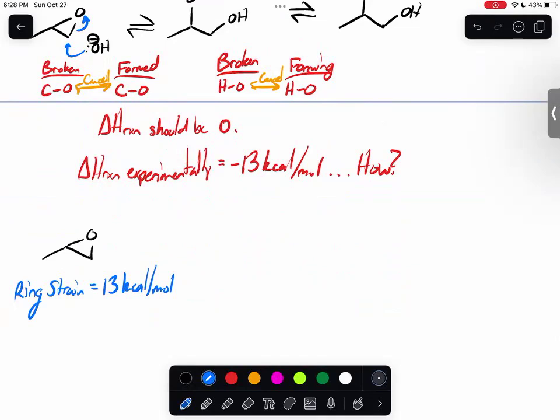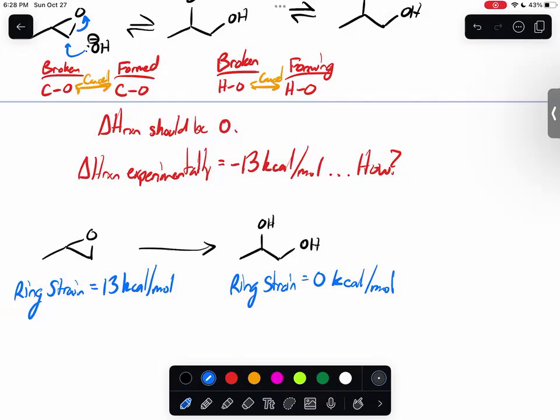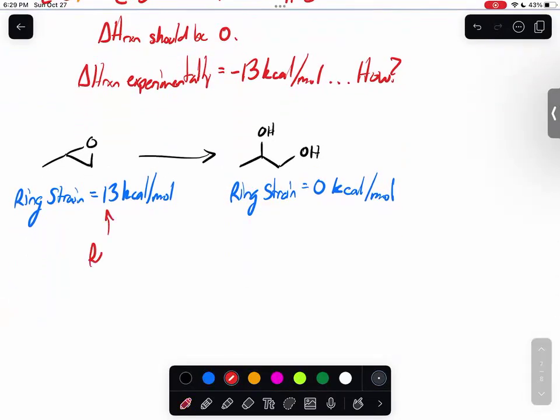Because upon reaching the products, it shouldn't be hard to see, but these have a ring strain of 0 kcals per mole. So where does that energy go? Well, the energy is being released, right? That 13 kcals per mole going to 0 is just releasing it. So if this is being released, it must be exothermic, right? And thus our delta H is negative 13 kilocalories per mole.